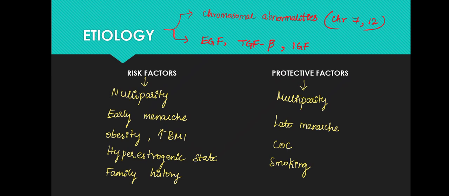Now let's see the risk factors for leiomyoma. The risk factors include nulliparity, early menarche, obesity and increased body mass index, hyperestrogenic state, and family history. And then the protective factors are just opposite to these, which are multiparity, late menarche, combined OCPs, and smoking.